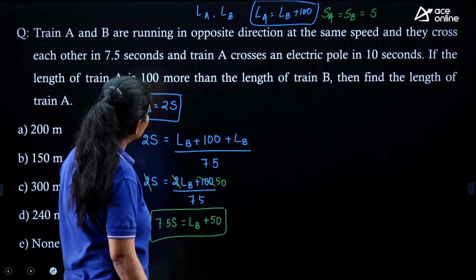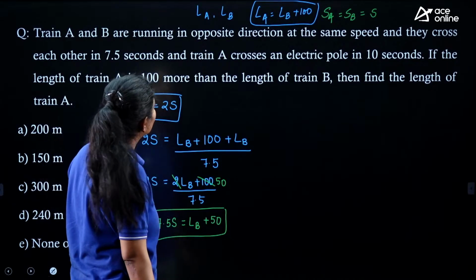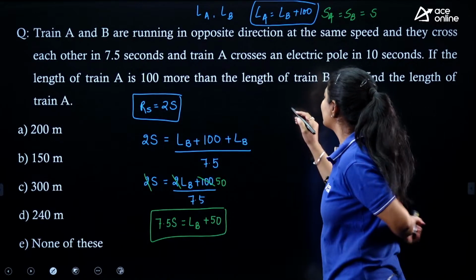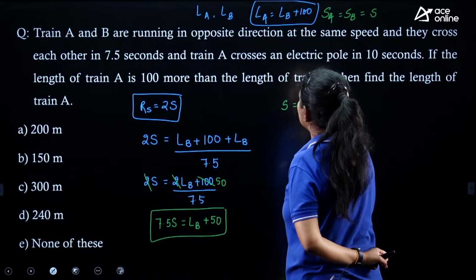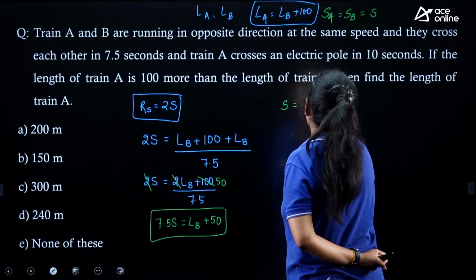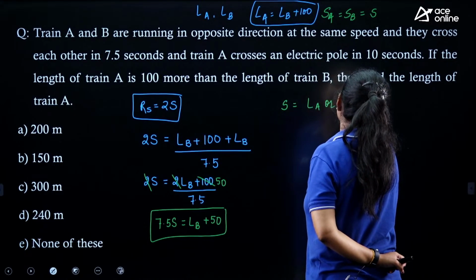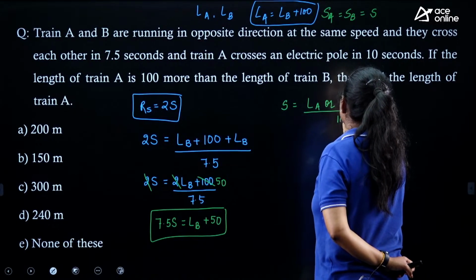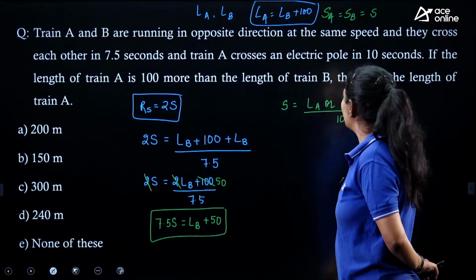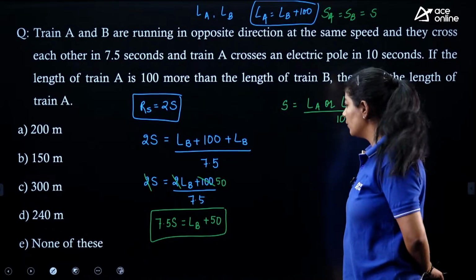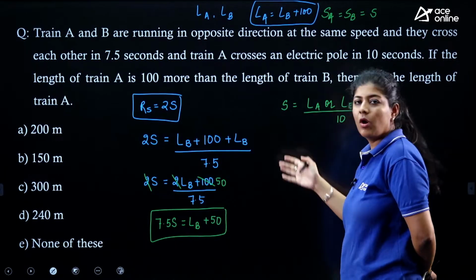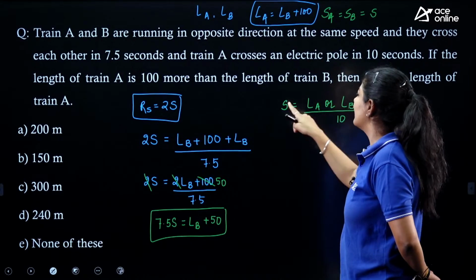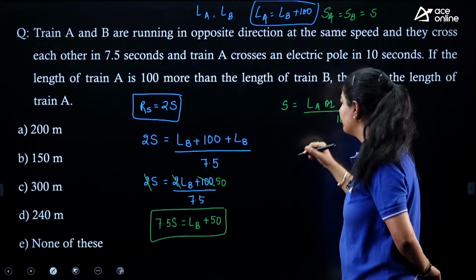Now, according to the question, there is one more data given over here: train A crosses an electric pole in 10 seconds. That means speed is nothing but equal to the length of train A, or you can also write LB plus 100, divided by 10, right? Now we are just going to substitute either the value of LB or the value of S over here. As we need to find out the length, it's better to replace the S, right?